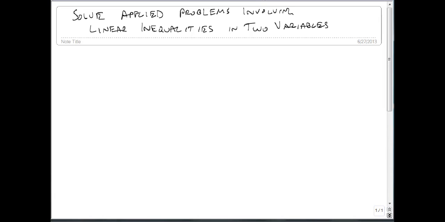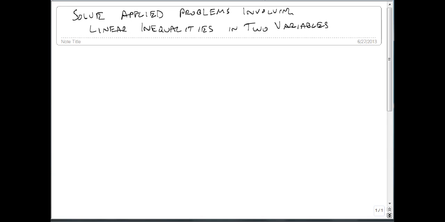We are now going to solve applied problems involving linear inequalities in two variables. The real key here is making sure you understand the keywords as they appear. If something is at least as much as something else, then it has a minimum. It has to be at least that value, but it could be bigger. It also is an "or equals" because you could get away with it.